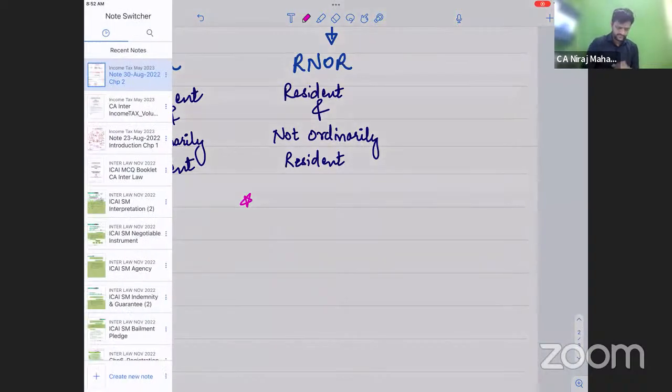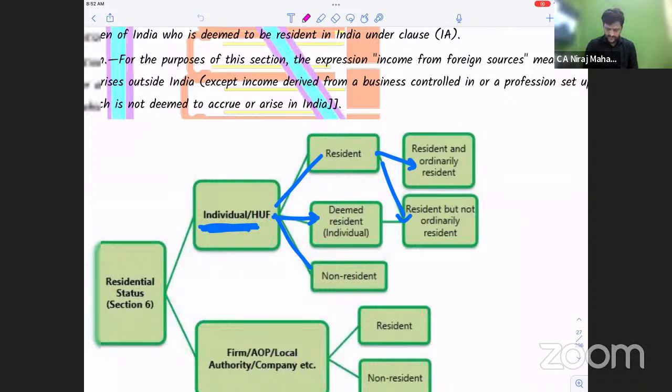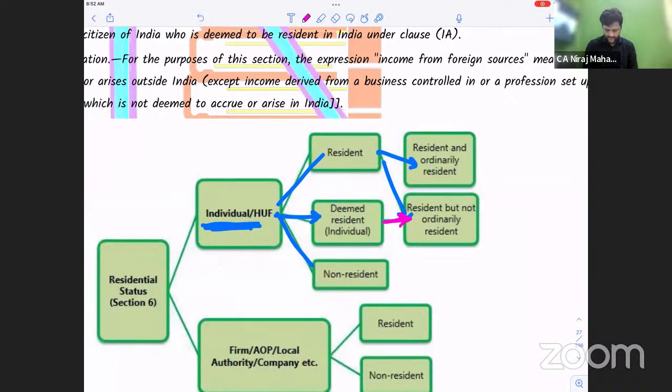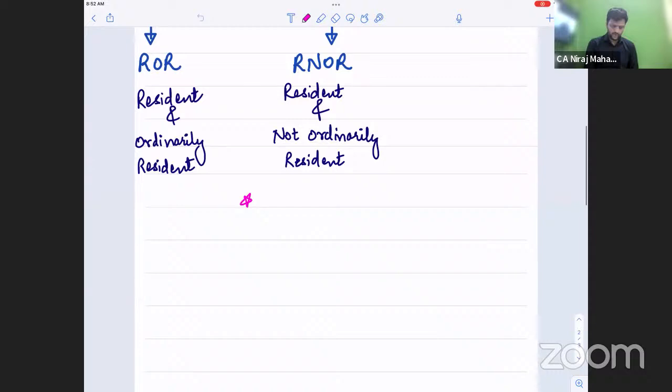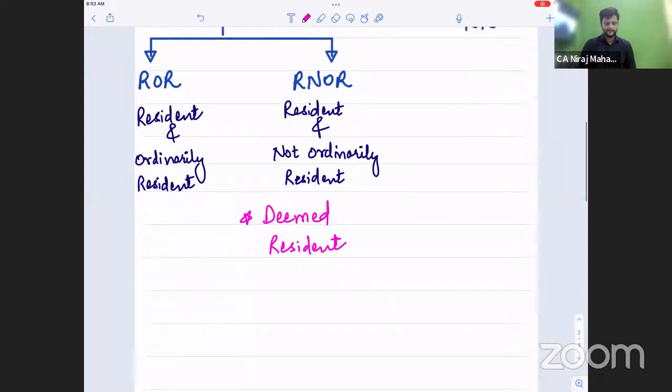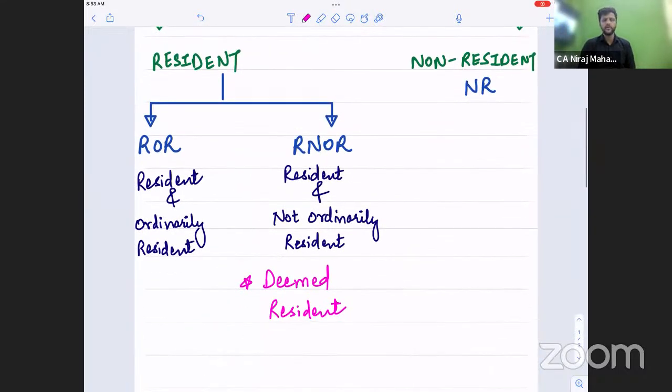Check in the diagram. Yes or no? This diagram is going here, no? For deemed resident. Right. So we write it here also in our notebook. I'm writing below RNOR: also the case of deemed resident. What is the meaning of deemed? Assumed. Very good. We will follow under RNOR, who are deemed residents also.